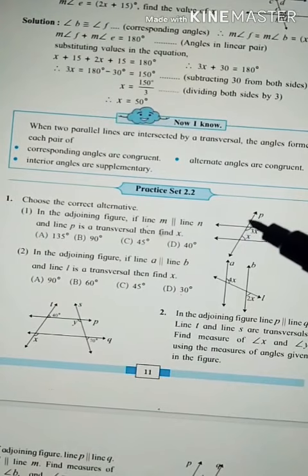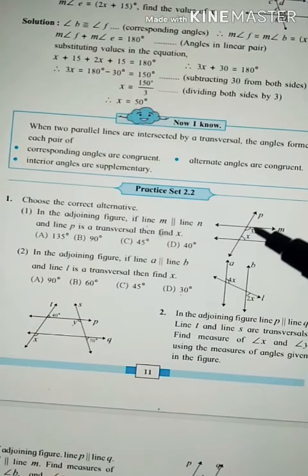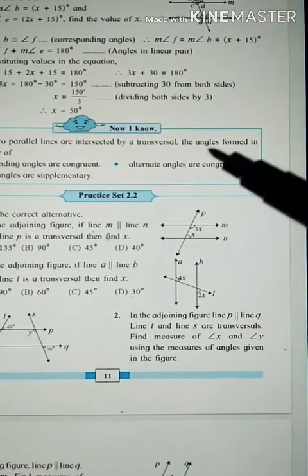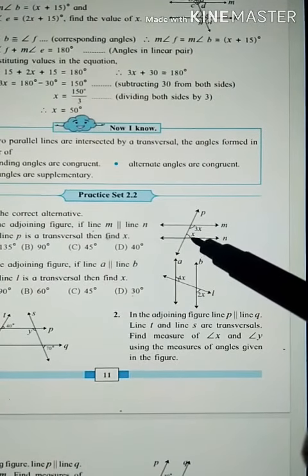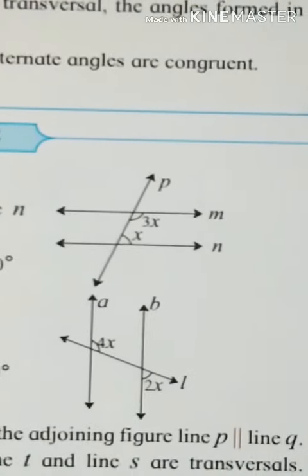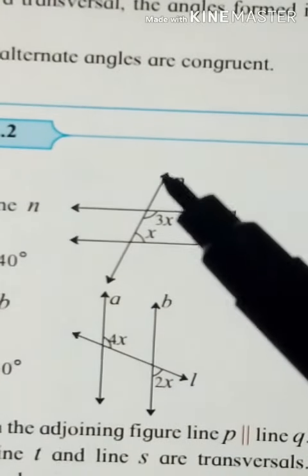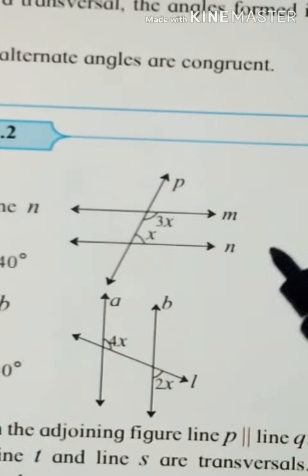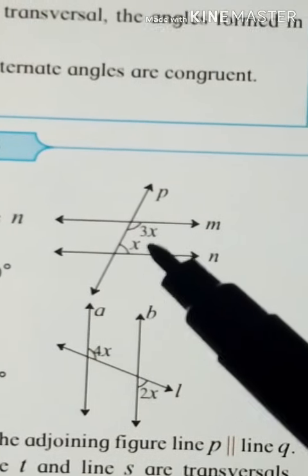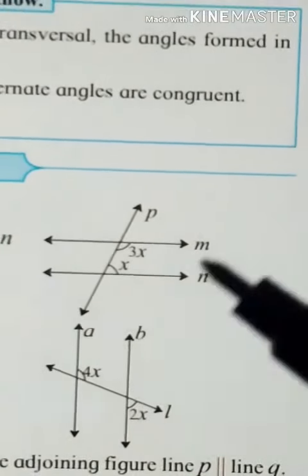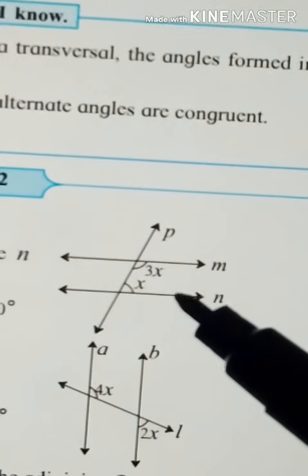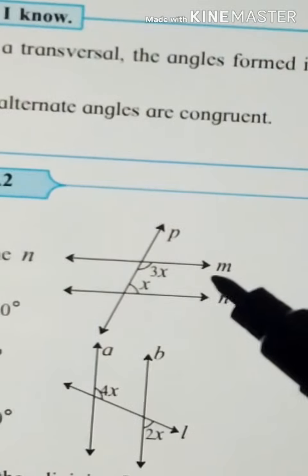Now before that, let us see what is the relation between X and 3X. These both, they make C shape, no? This angle 3X and angle X. If you see it closely, you can see that they make a C shape. C shape means they both are interior angles. 3X and X both are interior angles. And what we know about interior angles? Interior angles are supplementary when the lines are parallel.